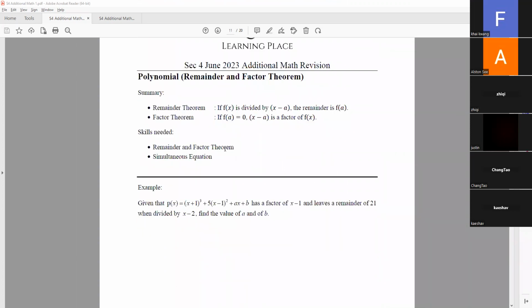Okay, in polynomials, there's 2 to 3 parts. The first part is called remainder theorem. So what is remainder theorem? Remainder theorem says that if f(x) is divided by x minus a, the remainder is f(a). So how does this come about? We must remember this relationship.